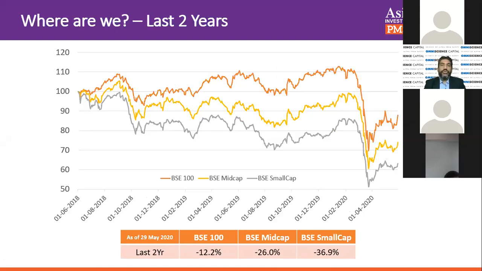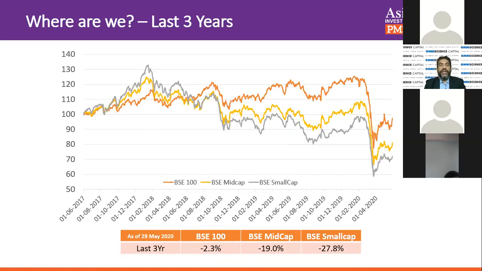Let's take the last 2 years. So someone who entered 2 years back, on an average, their large cap portfolio is down by 12%, mid cap is down by 26%, and small cap is down by 37%. Okay, so a 2-year holding, and you will say, oh, I am long term, I passed 1 year, this is 2 years, and you could be down as high as 26% or more.